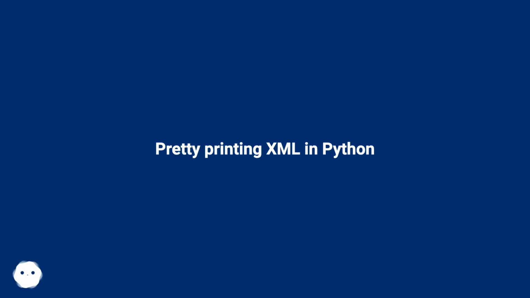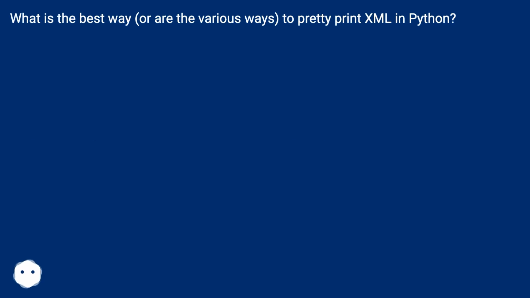Pretty printing XML in Python. What is the best way, or are there various ways, to pretty print XML in Python?